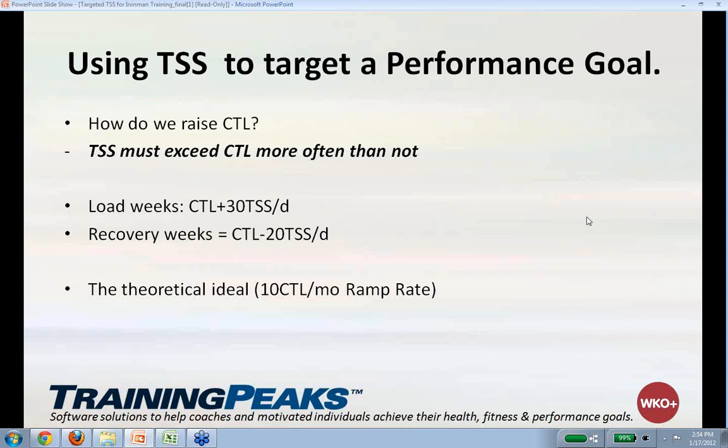Yep, absolutely. And it's much better for your overall development to have a more gradual ramp rate than to be forced to take 2 recovery weeks. If you take 2 recovery weeks, you ditch quite a bit of fitness. If you take 3 recovery weeks, if you get really run down, you ditch a lot of fitness.